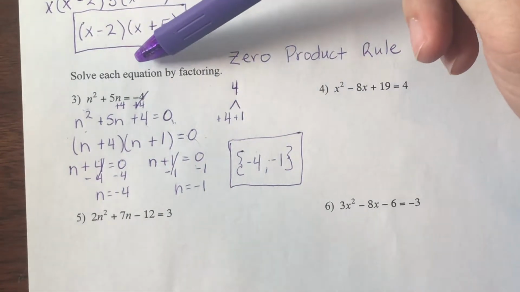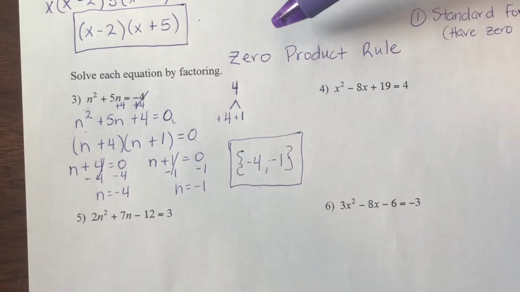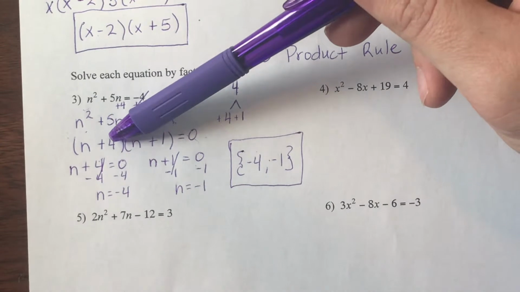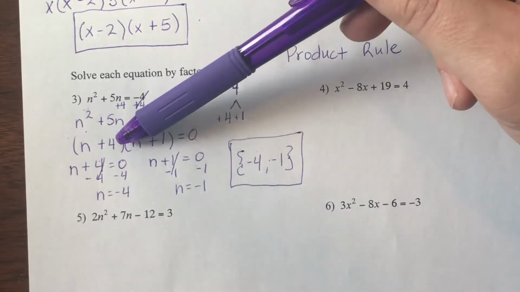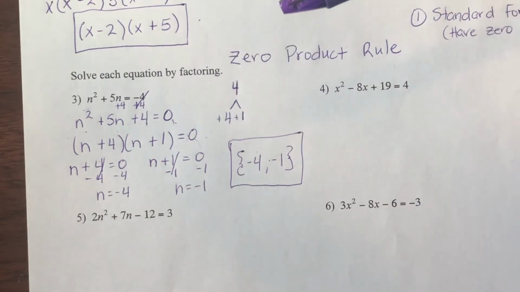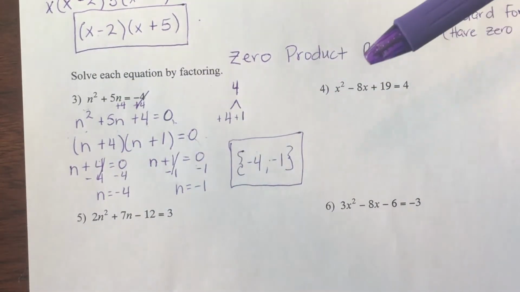So we are solving each of these equations by factoring, but we're following this new zero product rule, which says once you get it to this factored form, if a times b is equal to 0, then a equals 0 and b equals 0. That is what the zero product rule is. So then we just split it up and we solve each one.